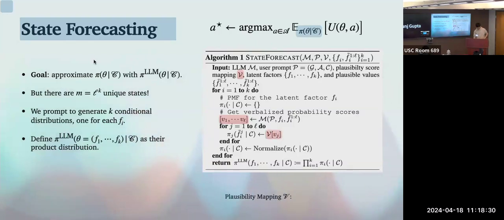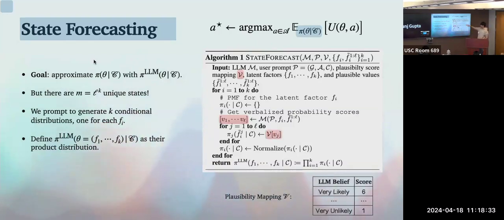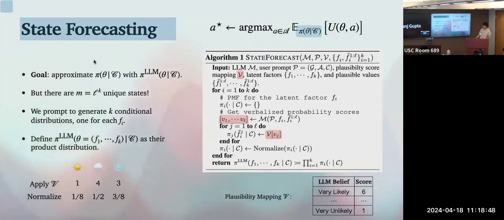Here's the idea. We're going to prompt the model to generate something like the belief. For example, very likely maps to 6, very unlikely maps to 1. Suppose that we're thinking about weather. For the weather, we have 3 plausible outcomes. For each, the model will say that this is somewhat likely, this is not that likely, and this is very unlikely. This is probably Seattle because it's not ever sunny.